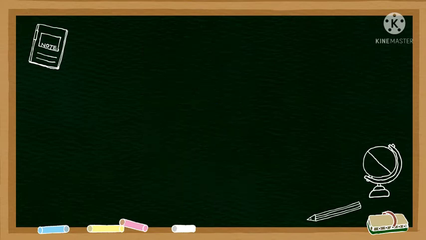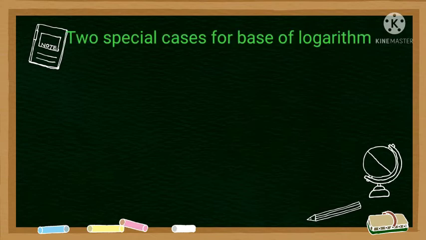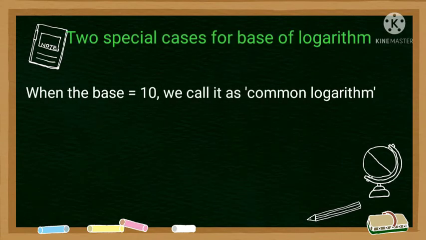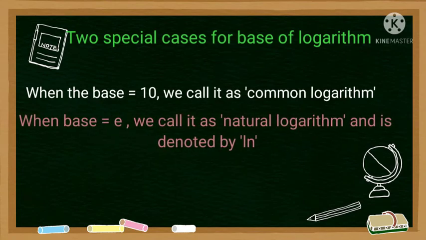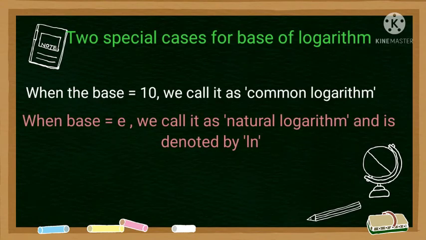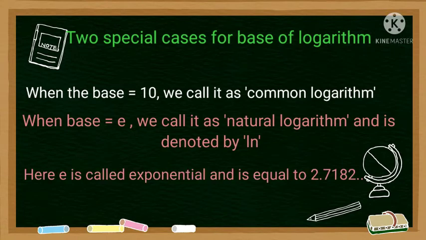Now since the base of a logarithm can be any number, there are two special cases. When the base of the logarithm is 10, we call it the common logarithm, and when the base of the logarithm is e, that is the exponential, we call it the natural logarithm and it is denoted as ln. Here e, the exponential, is a mathematical quantity whose value is equal to 2.7182.